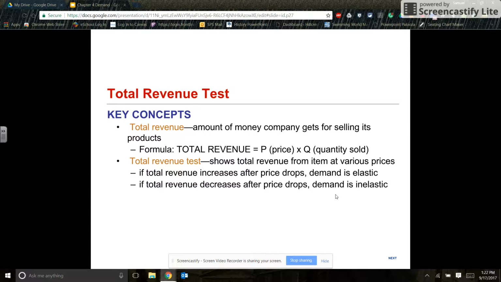The first formula is what we call the total revenue test. The total revenue test is the amount of money a company gets for selling its product. The formula is very simple. It's the price of the product times the quantity sold. The total revenue test shows the total revenue from an item at any particular price. So if total revenue increases after the price drops, the demand for that product is elastic. If total revenue decreases after a price drop, demand is inelastic.